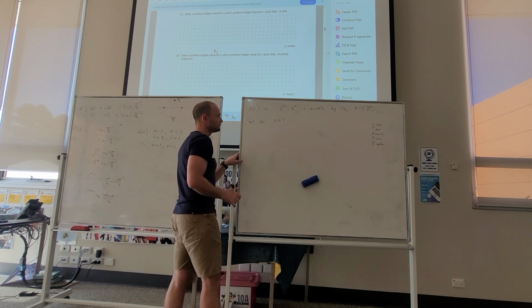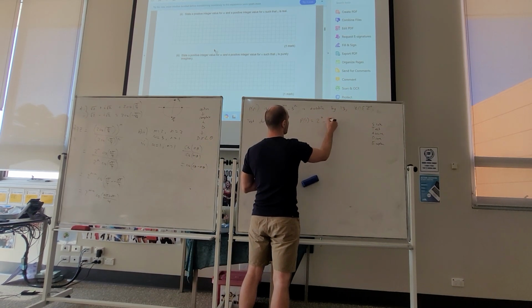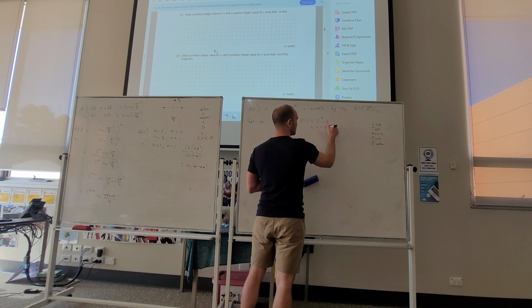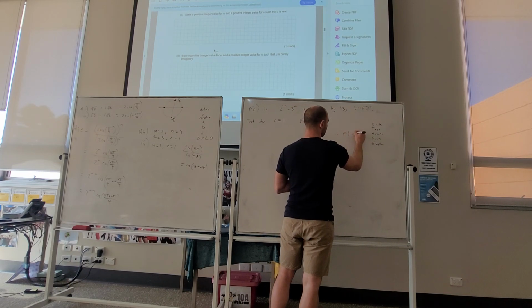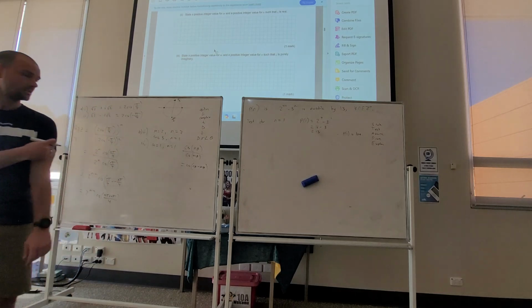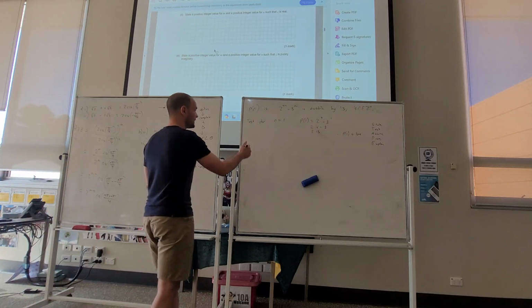Test for n is 1. P of 1 is going to be 2 to the power of 4, take 3. That's 16, take 3, which is 13. Therefore, P of 1 is true. All right. 13 is divisible by 13. Okay, then we assume P of k is true.